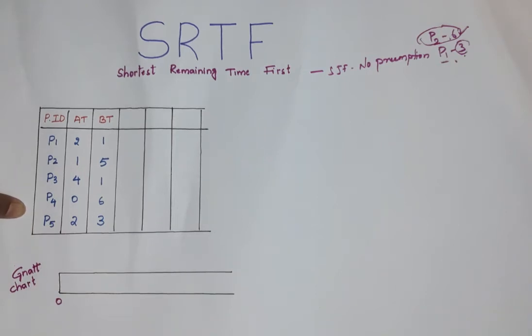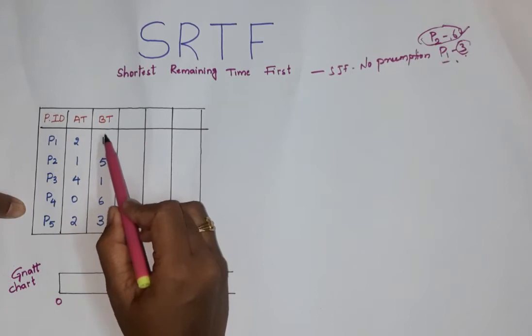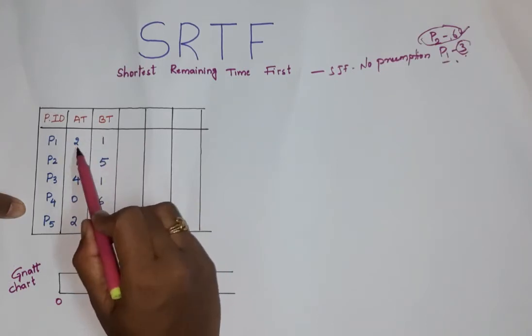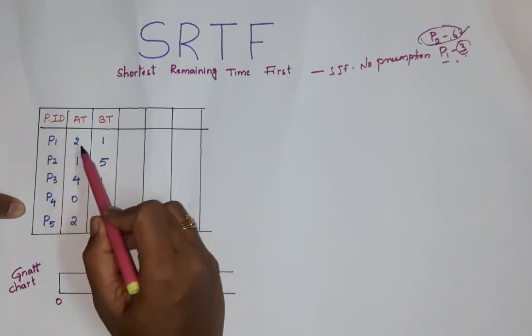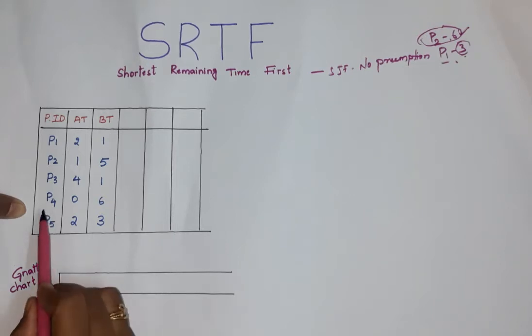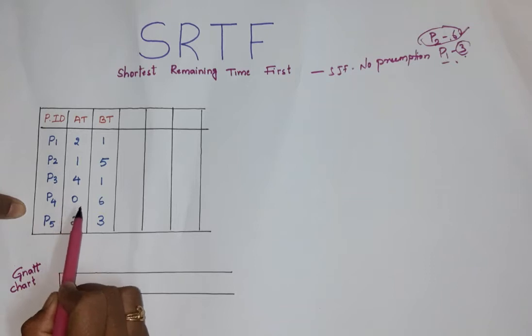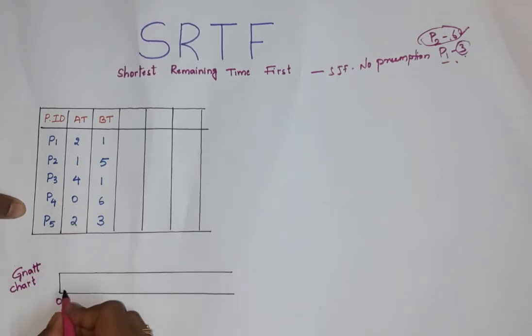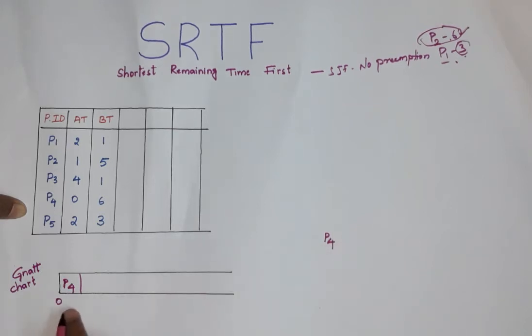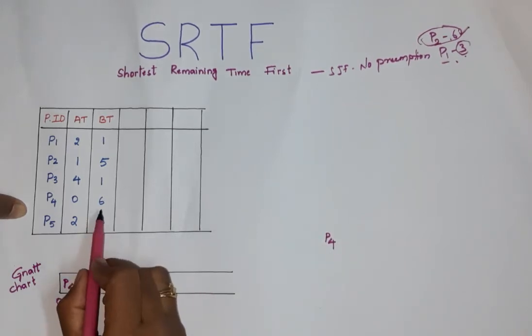ready queue first. Though P1 has the shortest burst time, as it is going to arrive at the second unit of time, you cannot give the CPU to it at the 0th unit of time. You have to give it to P4 only because P4 is in the ready queue at the 0th time. So first we will take the P4 process.